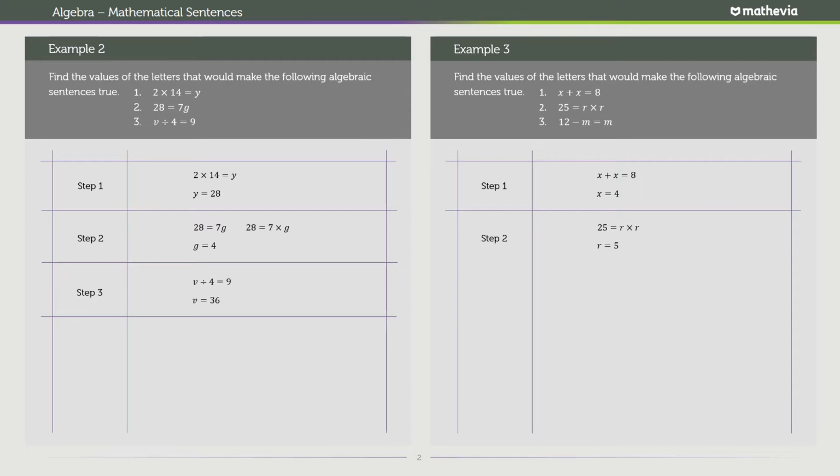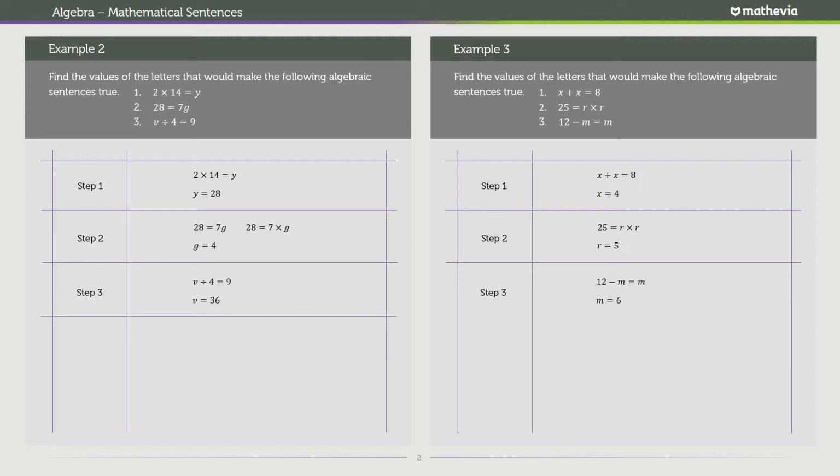R is 5, because 5 times 5 is 25. Now, finally, we have 12 minus m would give you m. So we're looking for a number that we will subtract from 12, and when we subtract this number from 12, our result is the same number. I will tell you that number is 6, because 12 minus 6 will give you 6. So m in this case is 6.